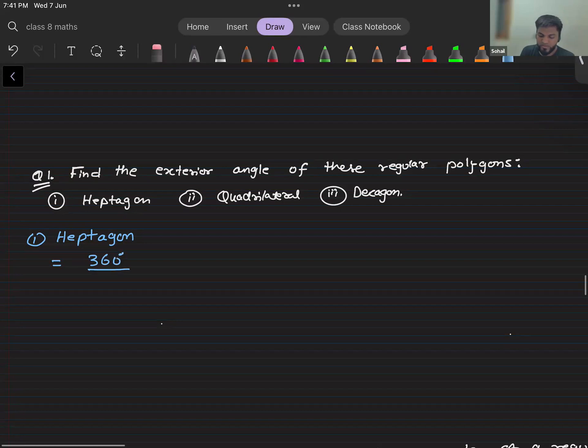The number of sides in a heptagon is how much? 7. All right. Or you can just find the value in decimal also, whether in decimal or whether in fraction. Both are correct. But finding the value in decimal is more appropriate.